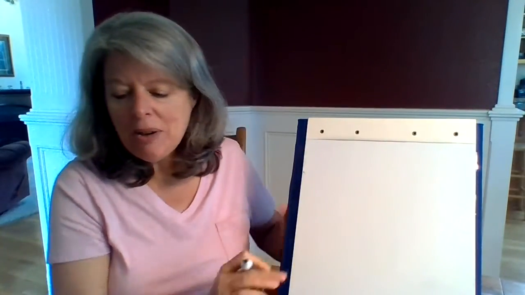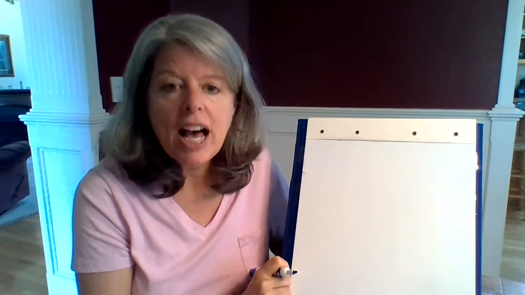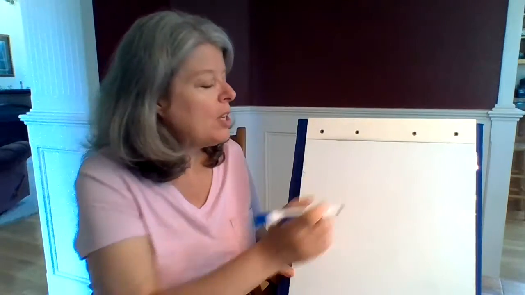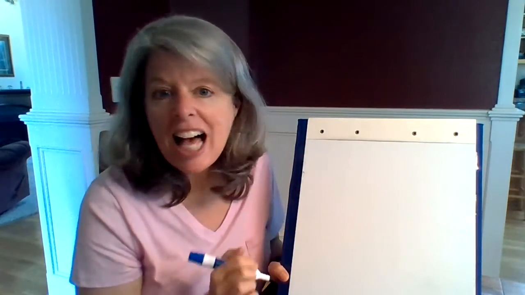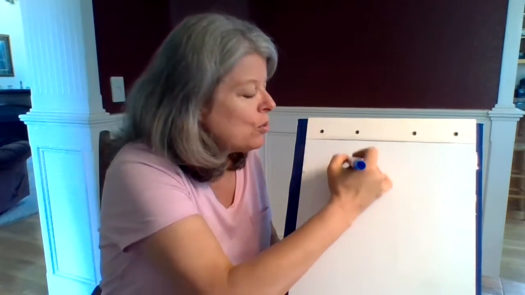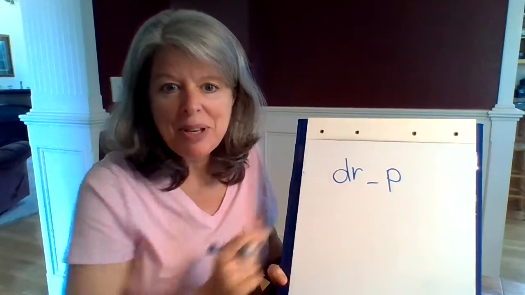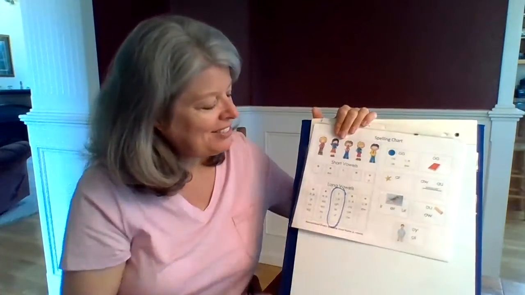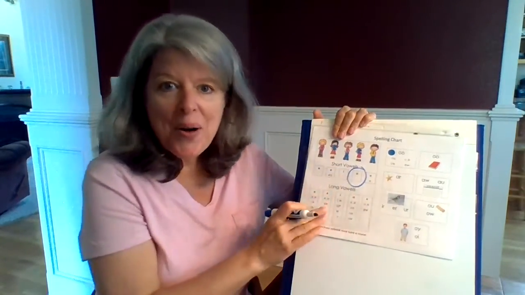All right, let's spell another word together. Let's spell the word drop. Like I don't want to drop the plate on the floor. Drop. Listen to that first sound. Dr. It's not jr, it's dr. Drop. Okay, what's that vowel sound you hear in drop? Short or long? It's short. It's right here. We spell that sound with O.